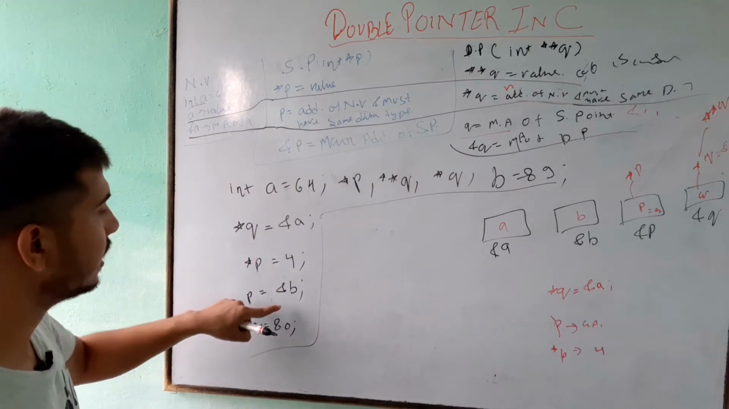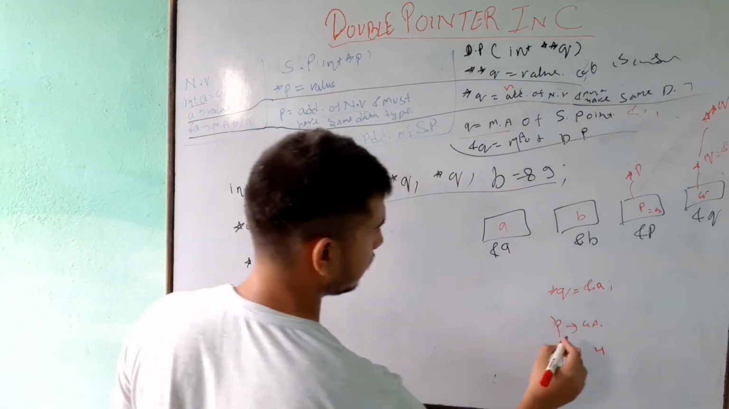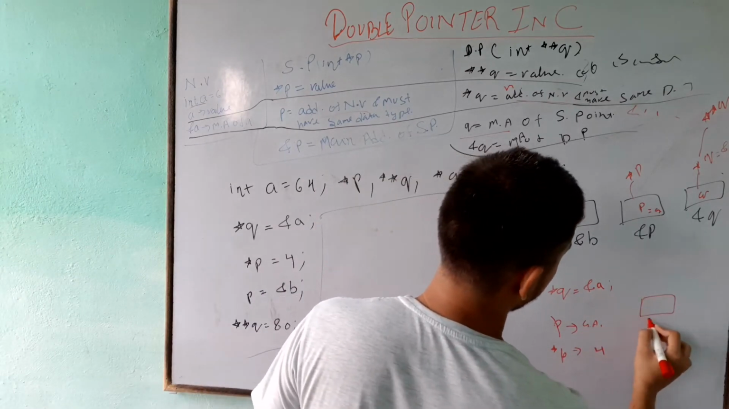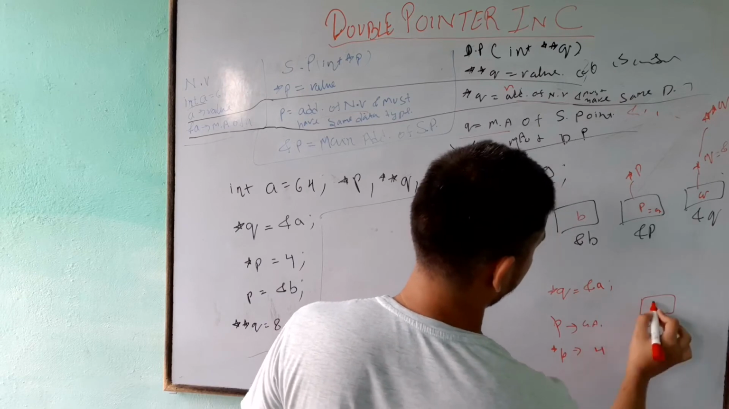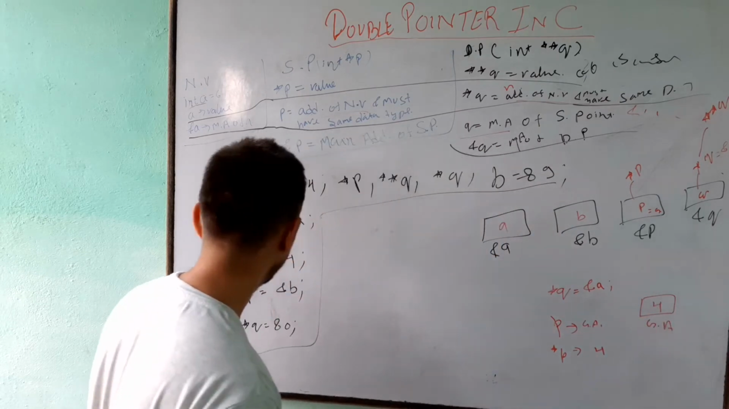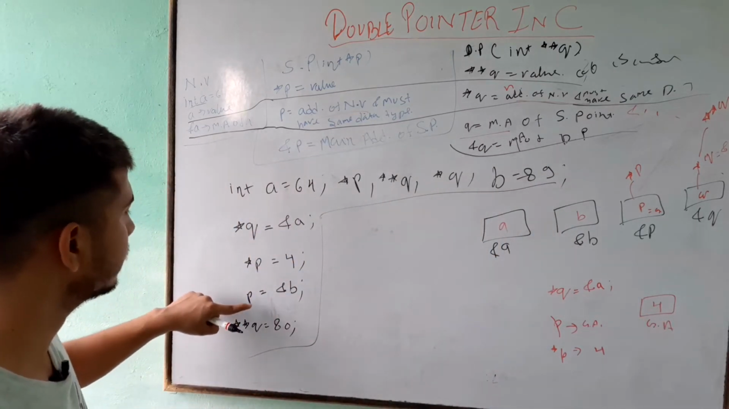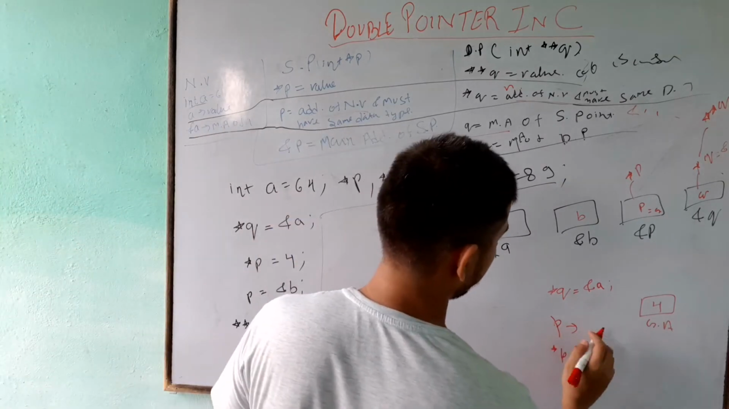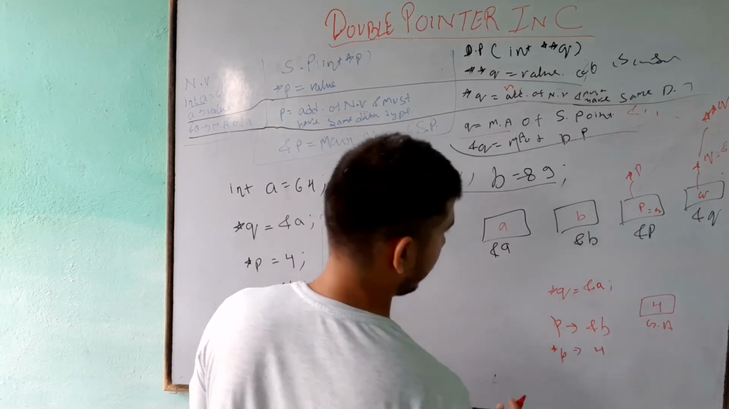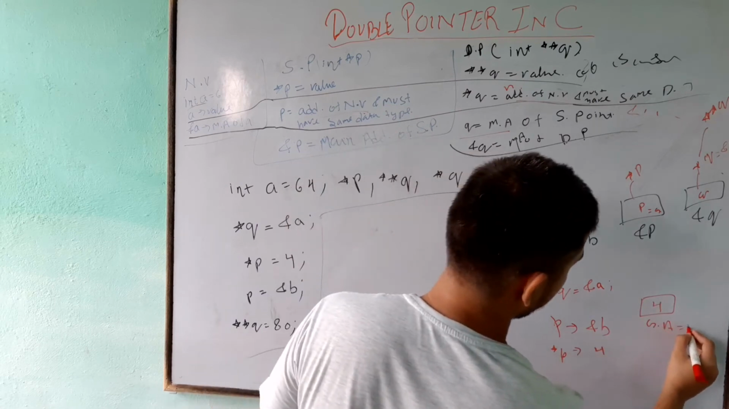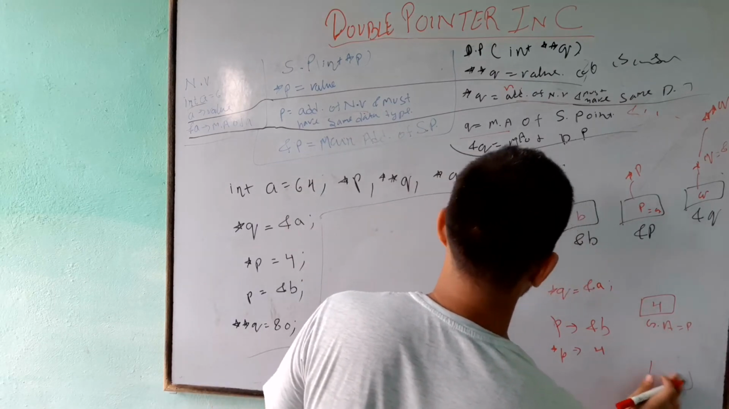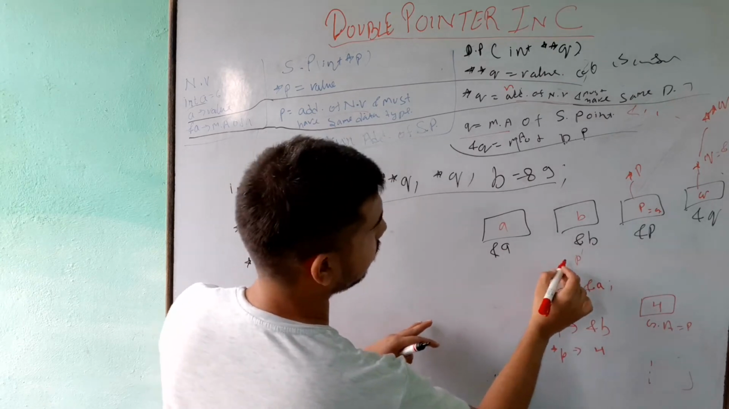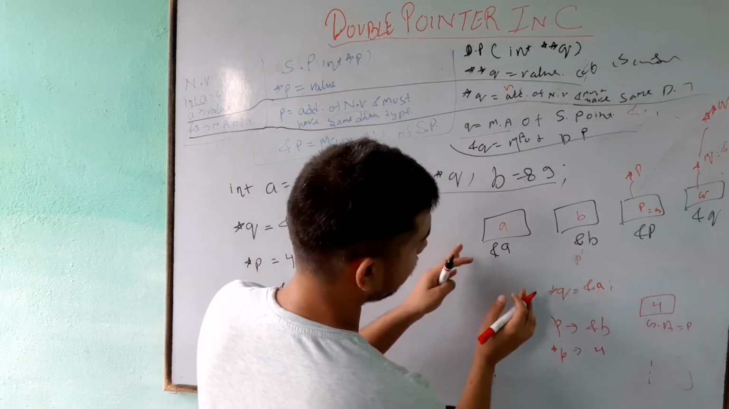Now I am writing p = &b. Let's say this was the garbage address, and the value I had given it was 4. Now I am assigning p = &b. First p was here, now p has come here. So definitely if I do *p, the value is going to change.